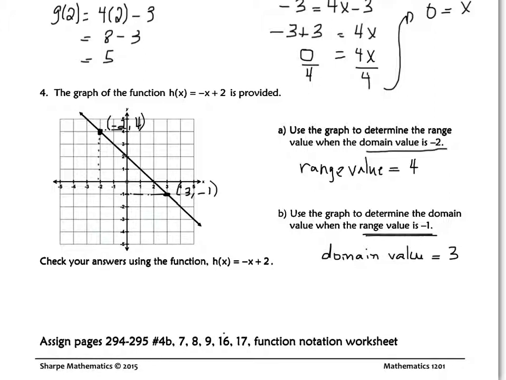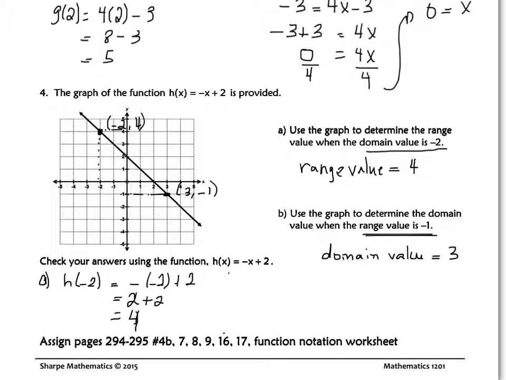So for the first one, if we check A, we would be looking for h of negative 2. We want x to be negative 2. So that's going to be the negative of negative 2, which is going to be positive 2, plus 2, which is 4. So that was correct from what we had when we looked at the graph.